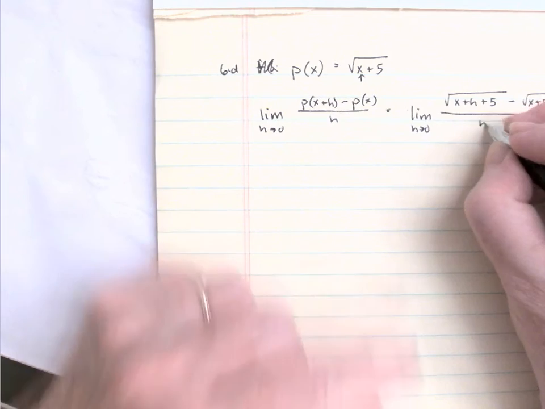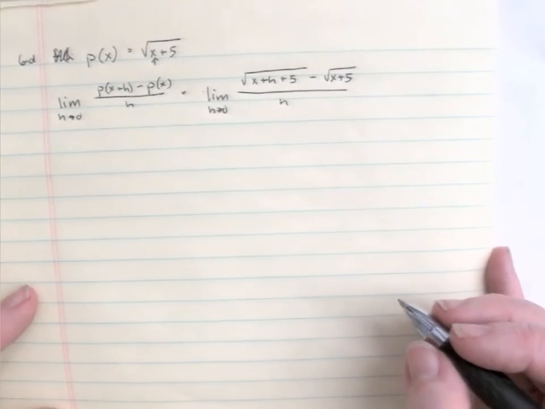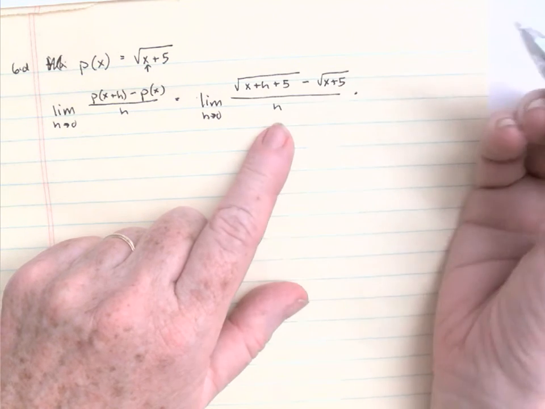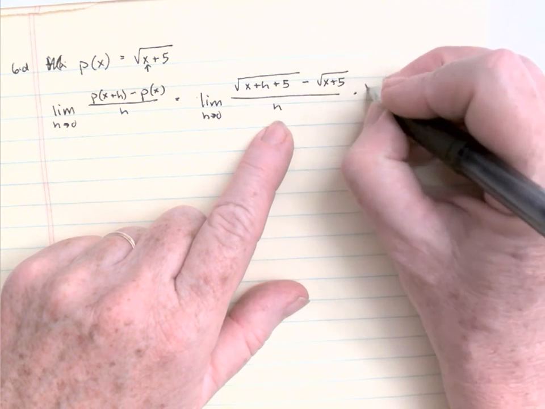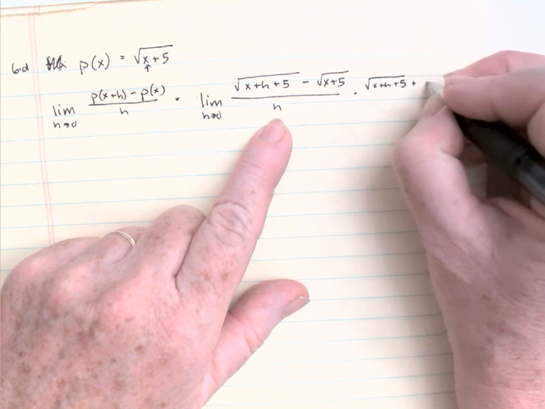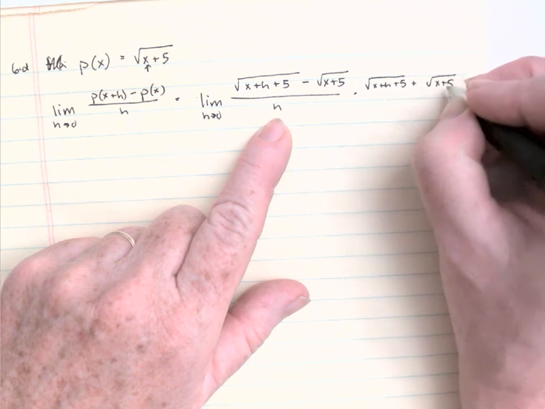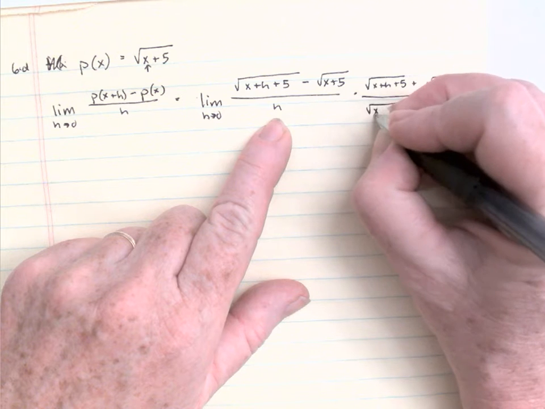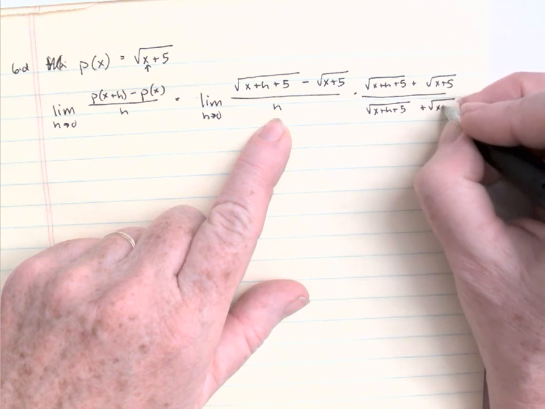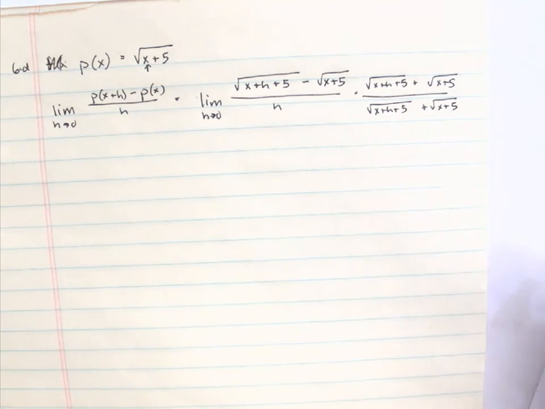p of x, which is just square root of x plus 5, all over h. And just like before, we need to somehow release all of these variables from the square roots, so we'll use a conjugate: square root of x plus h plus 5 plus square root of x plus 5, over the very same thing, right? And write it out. Even though it's tempting to use shortcuts, don't do it. You're doing a demonstration here.